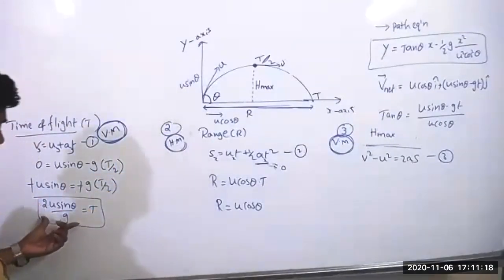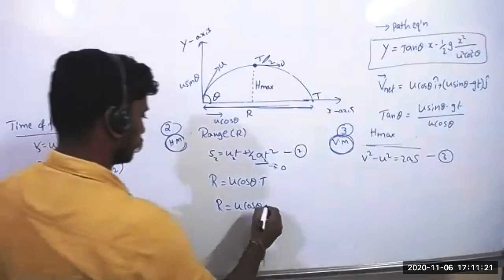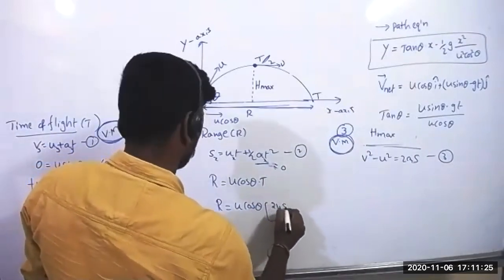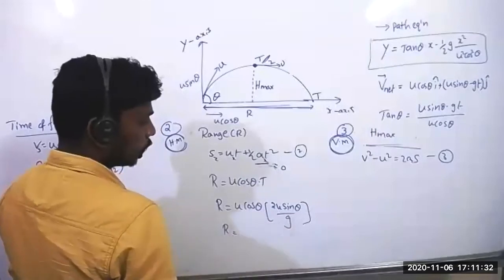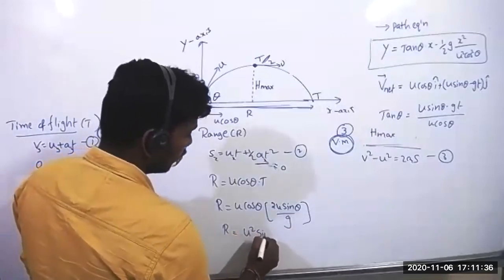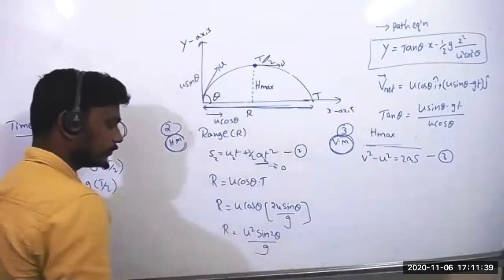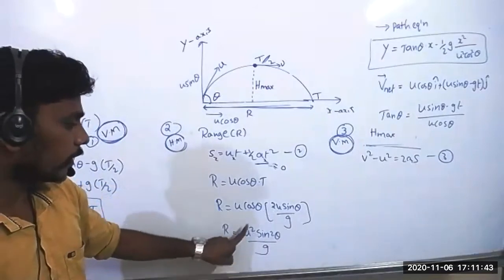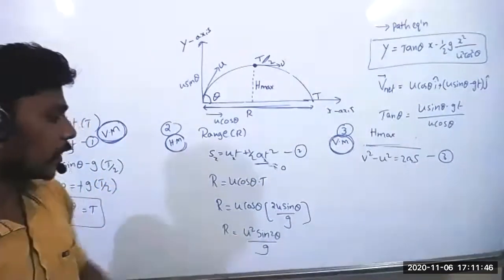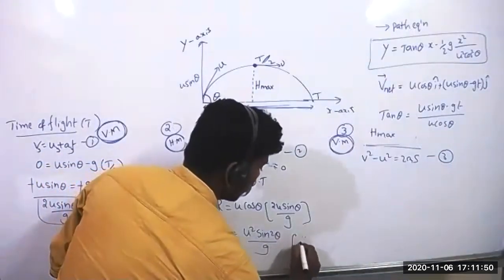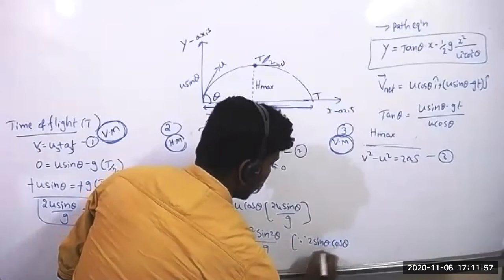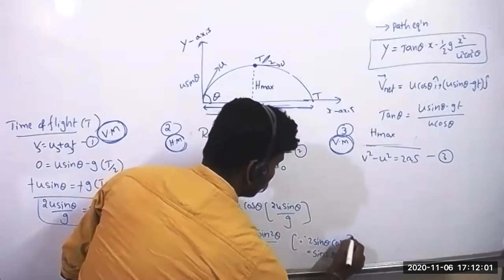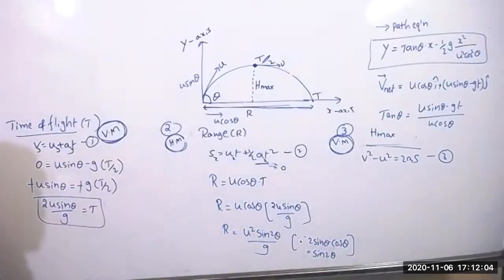T means, can I write this? Yes, sir. So R equals U into U, U square sin 2 theta by G. Because 2 U into U, U square, 2 sin theta into cos theta, I will write sin 2 theta, since 2 sin theta cos theta equals sin 2 theta.